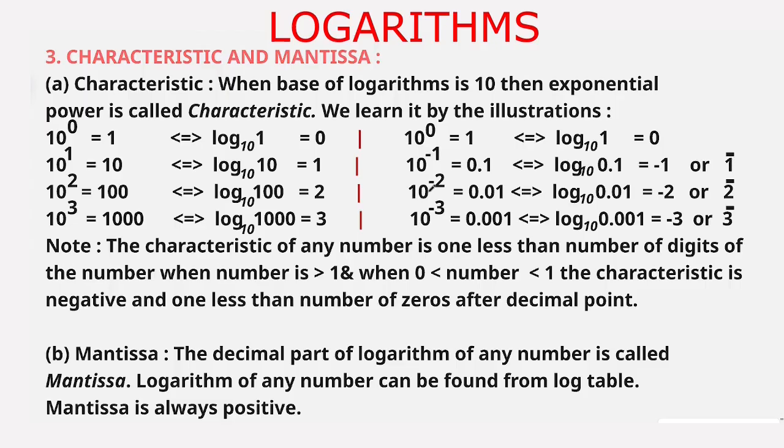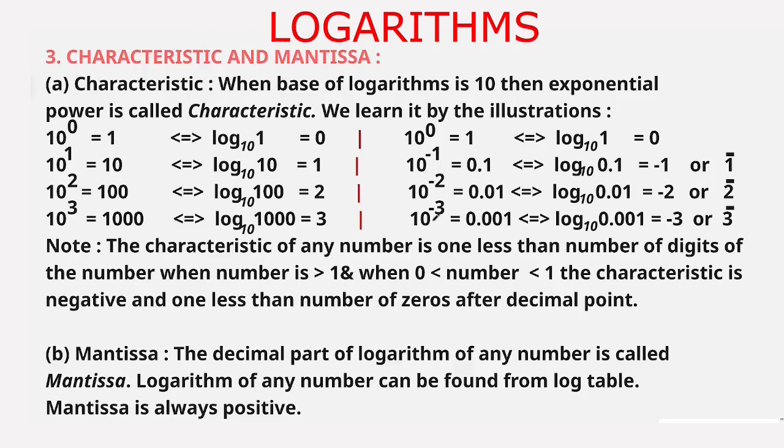10 to the power minus 2 equal to 0.01. This gives log 0.01 base 10 equal to minus 2. Here the exponential power of 10 is minus 2. Therefore the characteristic is minus 2. Minus 2 is also written as 2 bar.